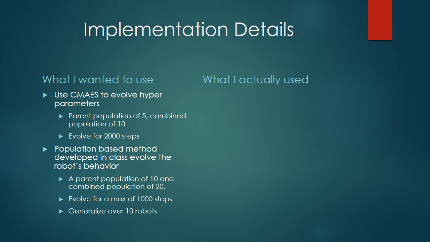So what I actually wanted to use was CMAES to evolve the hyperparameters, a parent population of 5, a combined population of 10, and evolve that for 2,000 time steps. And in a loop inside of that, I want to use a population-based method developed in class to evolve the robot's behavior with a parent population of 10 and a combined population of 20, evolve for a max of 1,000 time steps, and generalize that behavior over 10 robots.